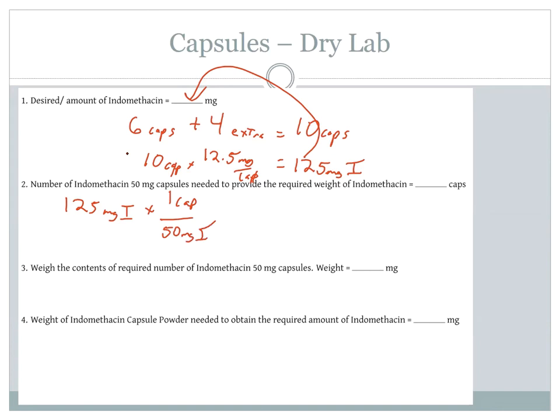So milligrams cancel. Tell me, what is 125 divided by 50? I think that comes up to be 2.5. But can you just get 2.5 capsules? No, you can't. So you have to round that up. So what I actually have to go get is 3 capsules.